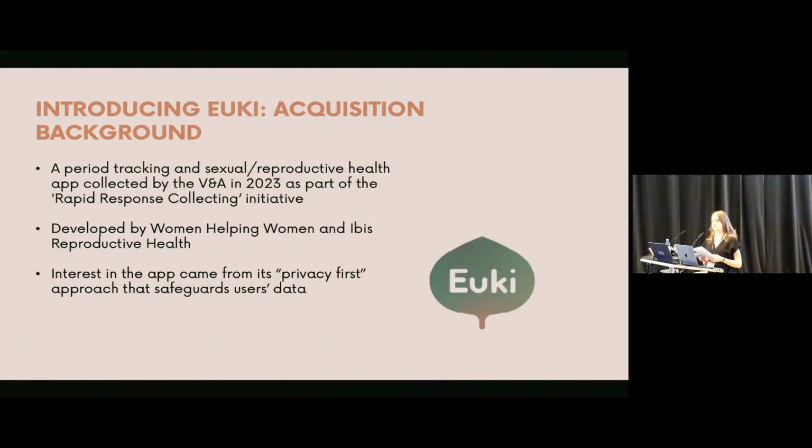So moving on to the case study. Today I'll be talking about a mobile app called Yuki. It is a period tracking and sexual/reproductive health app collected by the museum in 2023 as part of the Rapid Response Collecting Initiative. This initiative collects objects that respond to current affairs. In this case, the app was developed by the Women Helping Women charity and IBIS Reproductive Health because they wanted to develop an app that promises to safeguard users' data and is privacy first.